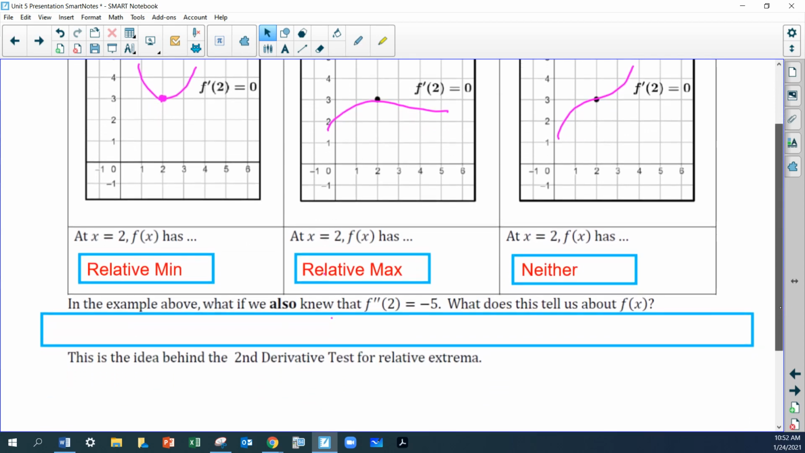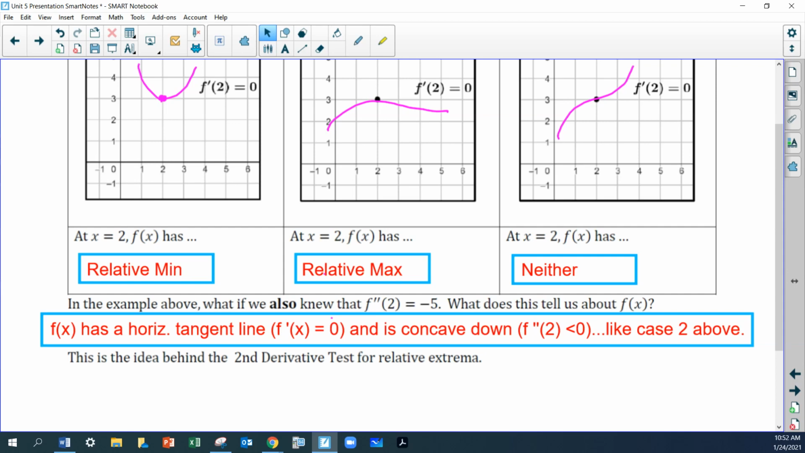So in the above example, what if we also knew that f double prime of 2 was equal to negative 5? What would that tell us? Well, if f double prime of 2 equals negative 5, that tells me f double prime is negative and therefore concave down. So I would have two pieces of information. I would know that f has a horizontal tangent line because I was given the fact that the first derivative was equal to 0.